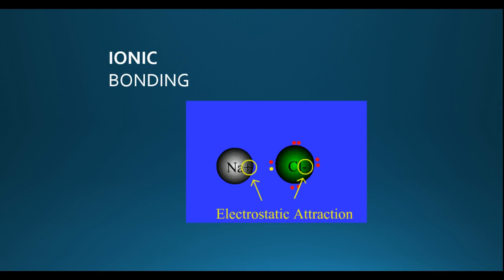So here's a fancier version of what was just explained. You can see sodium comes in with 1 valence electron, wants to get rid of it. Chlorine comes in with 7 valence electrons, wants to gain an extra 1. Sodium gives its valence electron to the chlorine. They become charged, plus and minus, and then the opposite charges stick together. That's what we call the ionic bond.